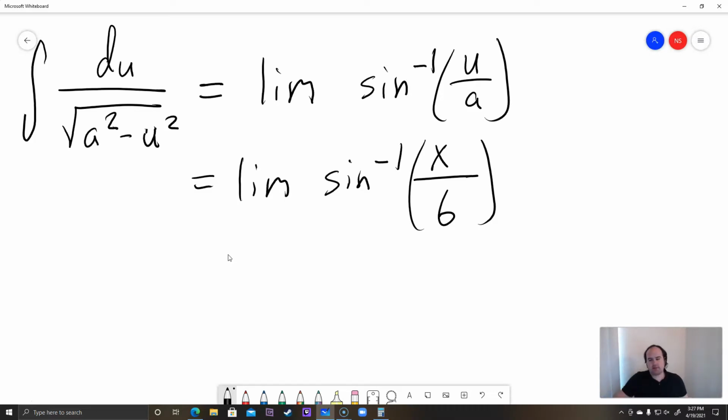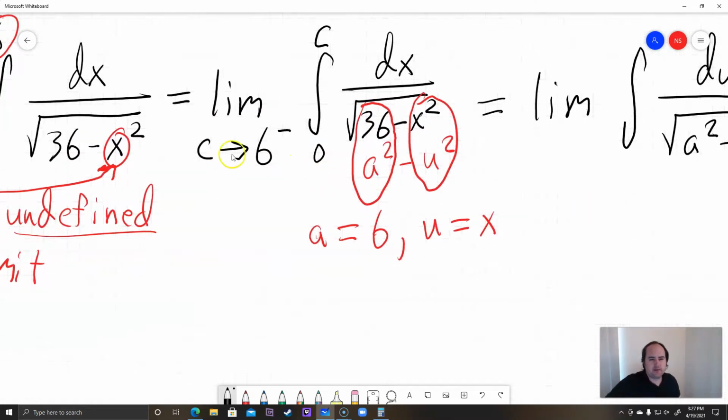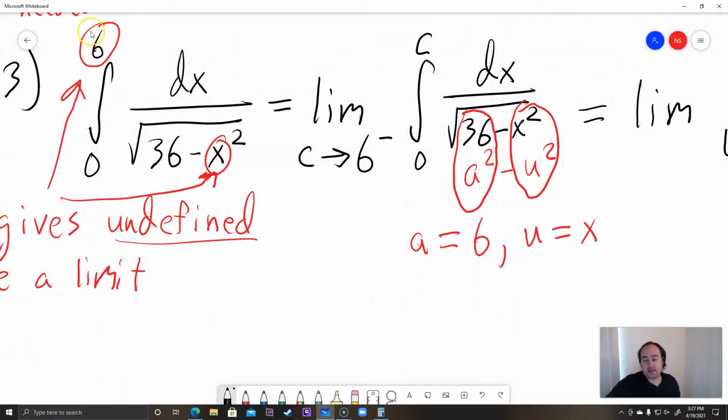And then remember, this is the limit as c approaches 6 from the left. That's what we said, right? Limit as c approaches 6 from the left. And again, we know it's the limit as c approaches 6 from the left because 6 was the upper limit of integration. If it had been the lower limit of integration, it would be the limit as c approaches that number from the right, which would be a little plus for the exponent.